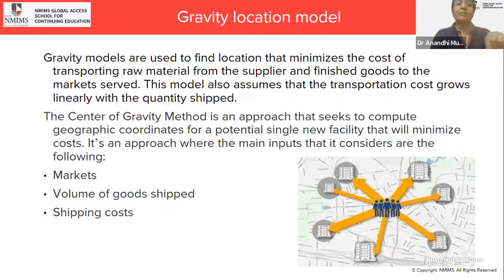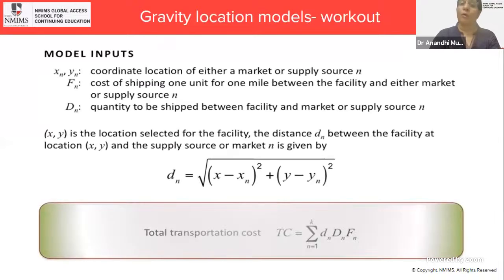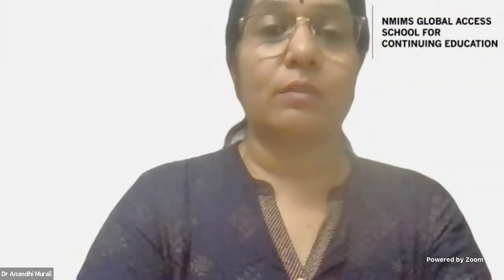Then again, if you're going to consider the demand specifically, the cost specifically, then we take different decisions based on that. Okay. So where are my markets, what is the volume of goods shipped, and the shipping cost, obviously. These will be taken into consideration for the gravity location model. There is a workout for the gravity location model also. Manually, if you're going to do the formula, this is the workout. But we will do the gravity location model with the help of a workout also. I will take you to the sheet.